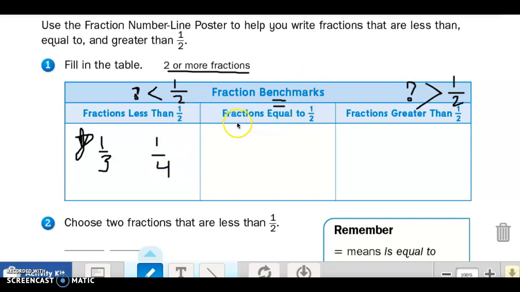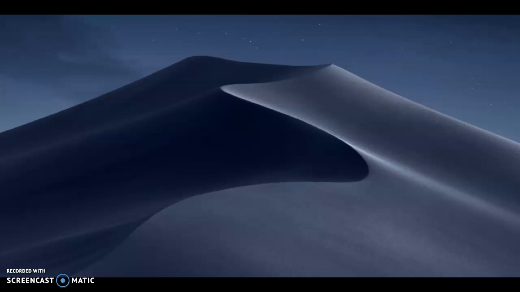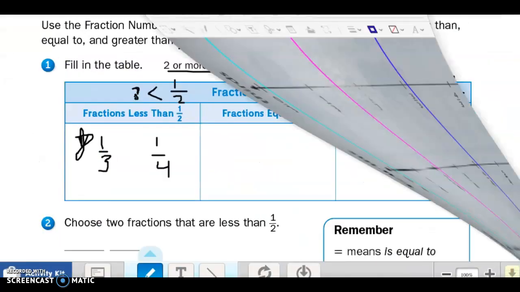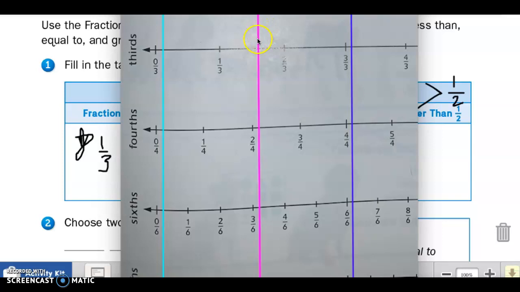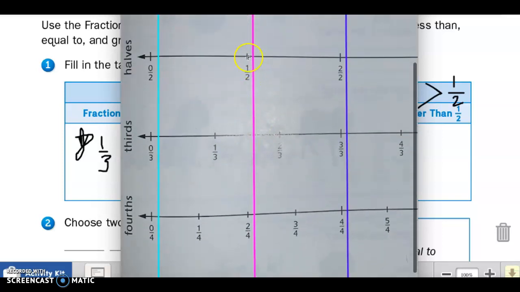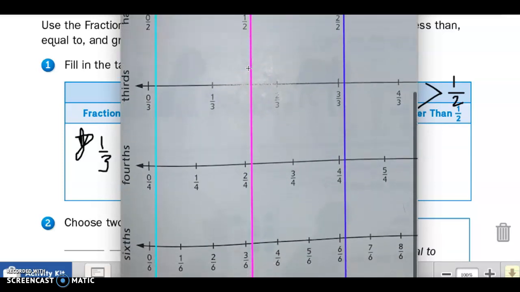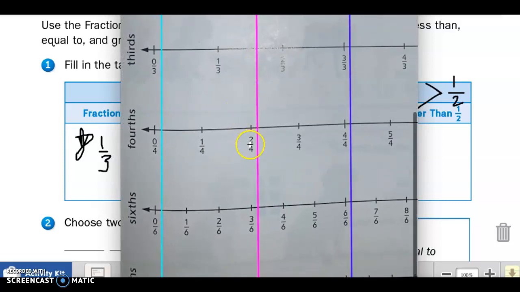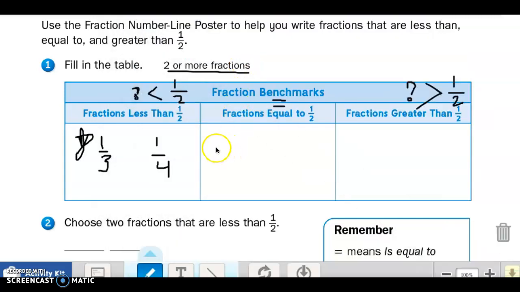Okay, now we need to find fractions that are equal to a half. Remember, 2 or more. So you could have more than 2 in here right now. That would be awesome. So fractions equivalent to a half. Here's my half line. I know my half is right here. Oh, there's another one. 2/4. And let's see if I follow my fraction line. Oh, and 3/6 equal. So those are the 2 I'm going to put. You could have different ones as long as they're equal.